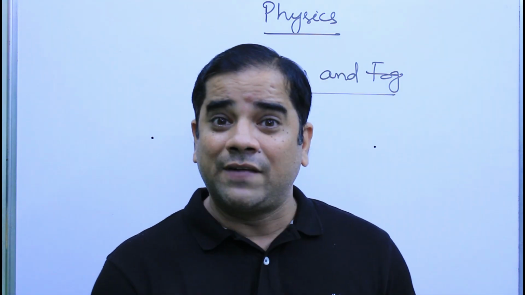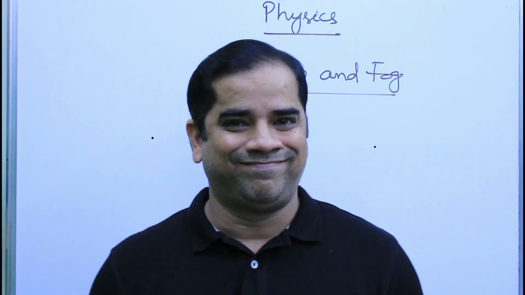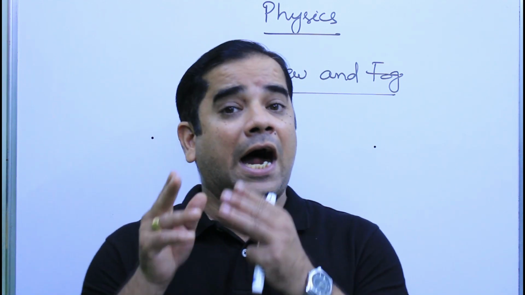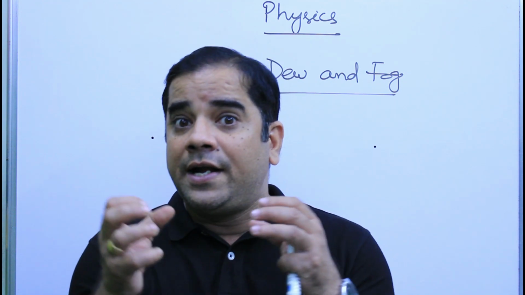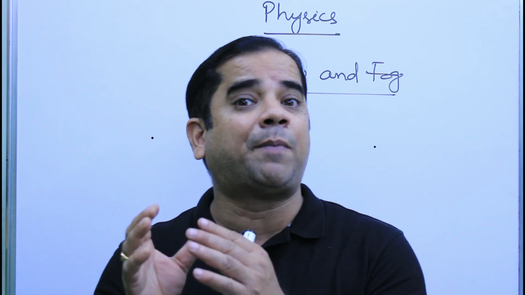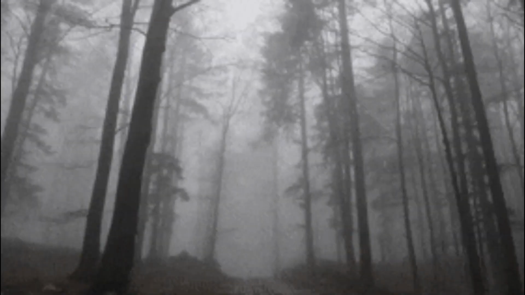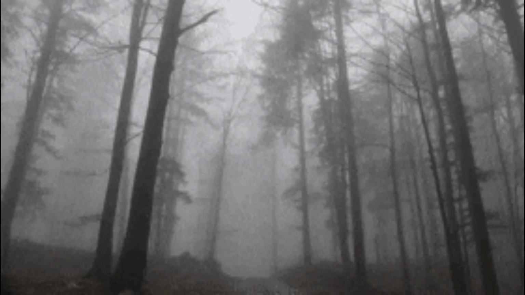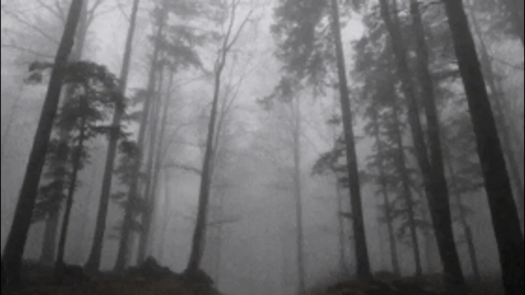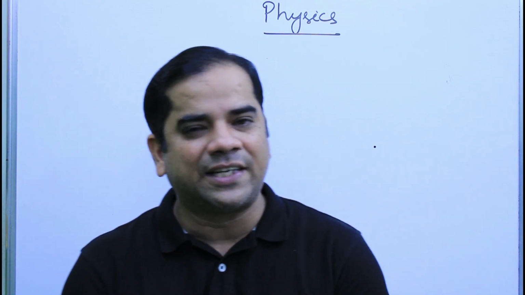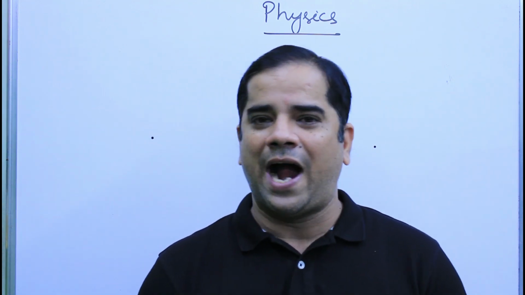And what happens when the temperature drops further? The huge amount of water vapor present in the atmosphere condenses and forms water droplets, and they stick onto the dust particles in air. The water droplets float in air forming a thick mist, and this mist lowers the visibility, and this thick mist is called fog. Students, today we have discussed condensation, humidity, dew and fog.